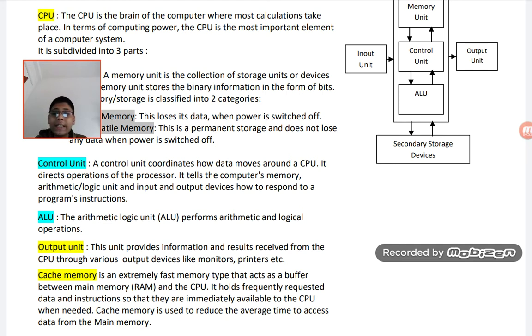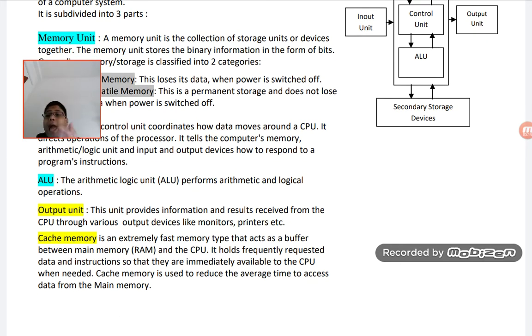Cache memory is an extremely fast memory type that acts as a buffer between main memory and the CPU. It holds frequently requested data and instructions so that they are immediately available to the CPU when needed. Cache memory is used to reduce the average time to access data from the main memory. It is a bridge, acting as a fast memory. When you are opening a file, it takes time, so cache memory is used to reduce the average time required to open it and access the data from main memory.